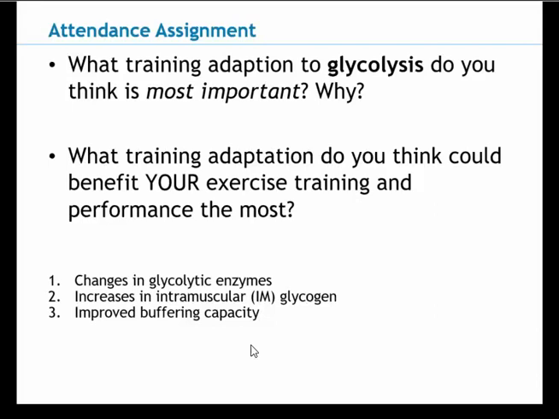But think about it for you. If you're a runner and you run long distances, intramuscular glycogen stores would probably be most beneficial for you. And if you lift weights, it could probably be any of these actually. Depending on the weightlifting protocol you do, you could benefit from all 3 of those changes. But yeah, just something neat to think about.